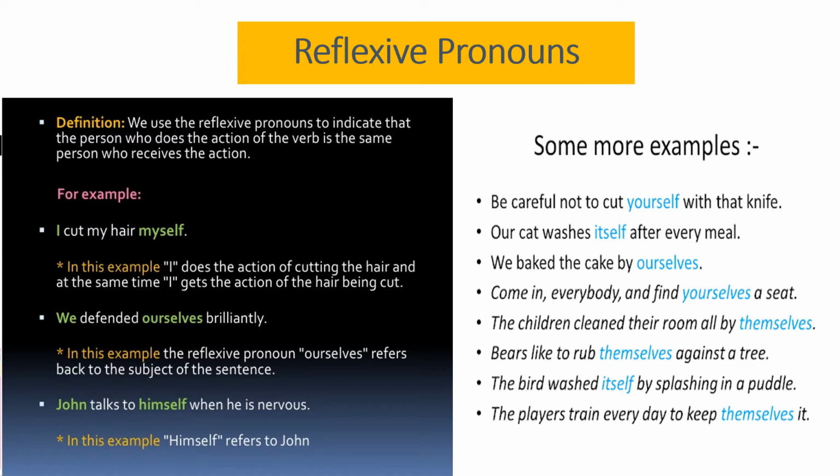Look at the second one. We defended ourselves brilliantly. In this example, the reflexive pronoun ourselves refers back to the subject of the sentence. Now, I did teach you all what a subject is. Subject is the person whom we are talking about. And look at this example. John talks to himself when he is nervous, which means that John is talking to himself. In this example, himself refers to John.